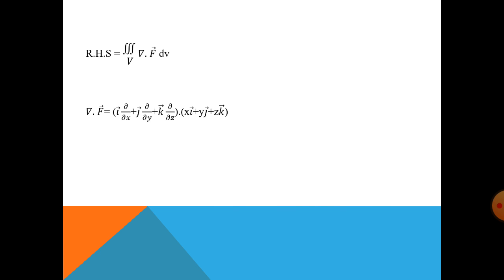Substitute the grad value as i vector ∂/∂x plus j vector ∂/∂y plus k vector ∂/∂z and f vector as given. Here it is a dot product. Multiply the coefficients of i vector, j vector and k vector and differentiating it partially, we get the value 1 for each term. By adding this, we get 3.